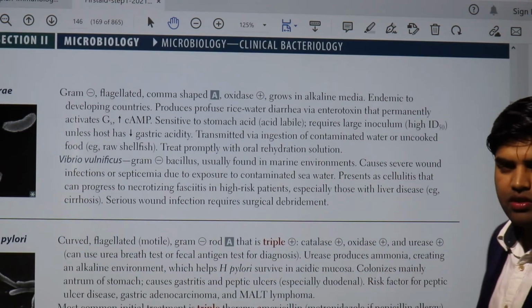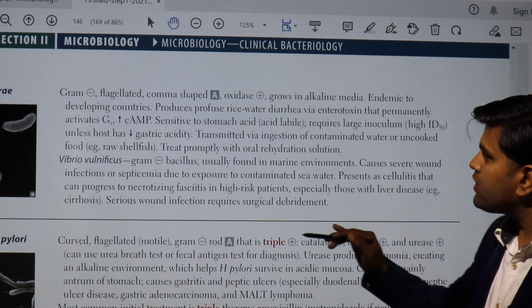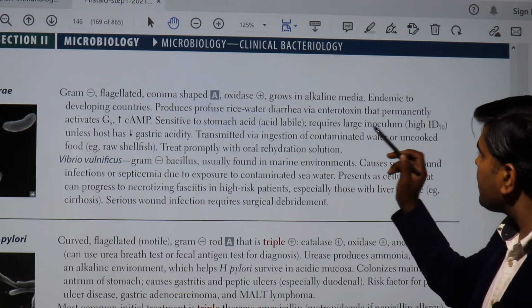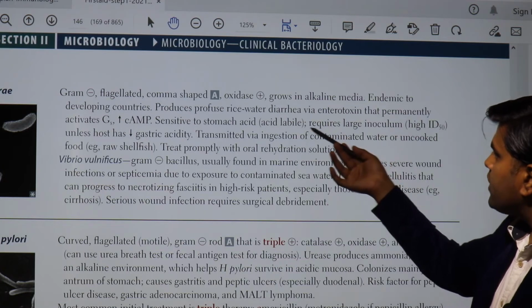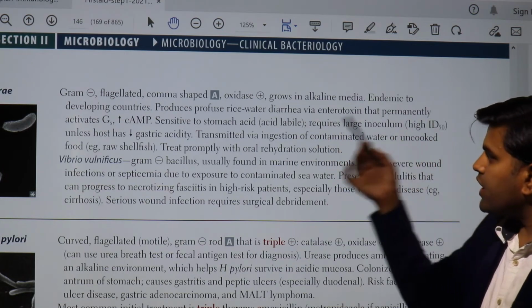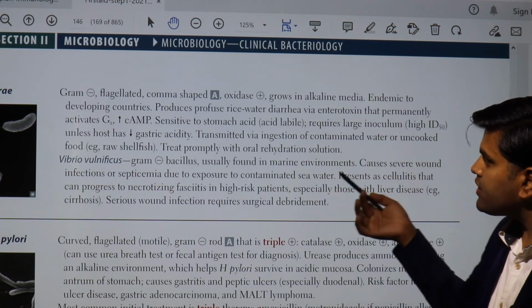So Vibrio cholerae is what? This is a gram-negative, curved organism. They are oxidase positive. They grow in alkaline media. They are endemic to developing countries like India and Nepal. Profuse, rice-watery diarrhea via a toxin that activates the Gs protein and increases cyclic AMP.